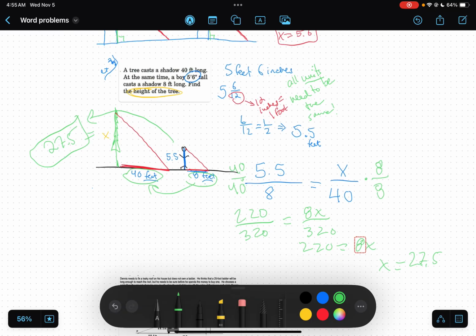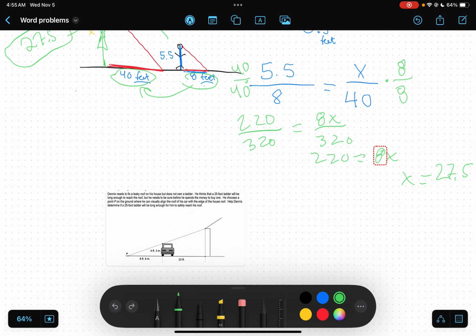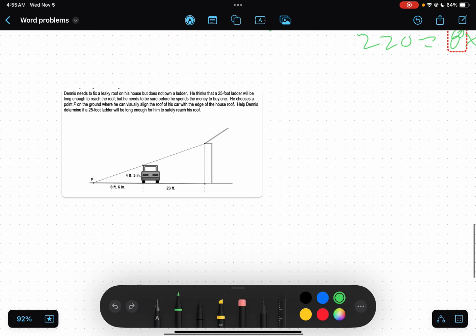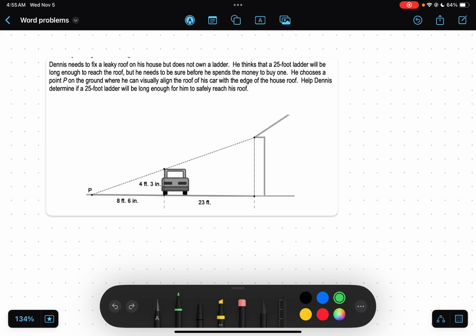All right, we're going to do one last problem, and then we'll practice more in class. And this one's a little bit different just to see some different types of problems. Okay, Dennis needs to fix a leaky roof on his house, but he does not own a ladder. He thinks that a 25-foot ladder will be enough to reach the roof, but he needs to be sure before he spends his money to buy one. He chooses a point P on the ground where he can visually align the roof of his car with the edge of the house roof. Help Dennis determine if a 25-foot ladder will be long enough for him to safely reach his roof.